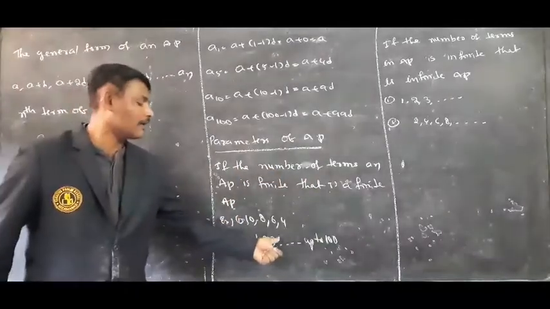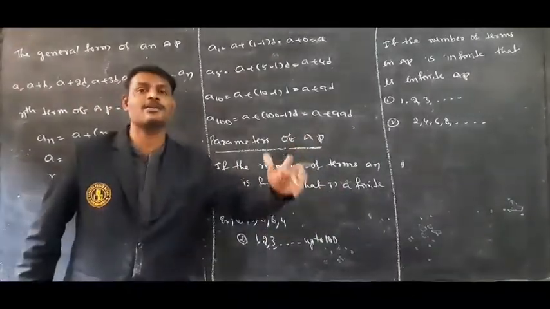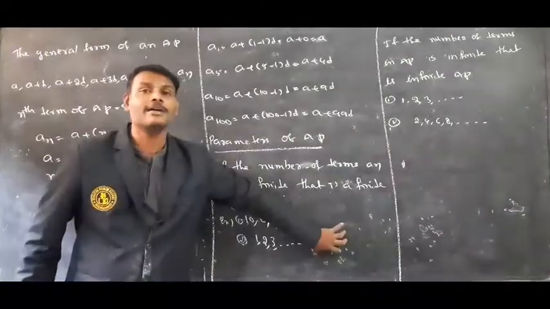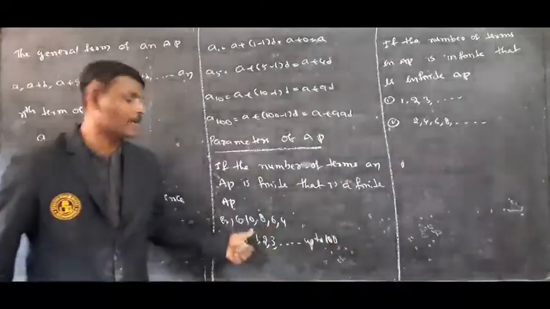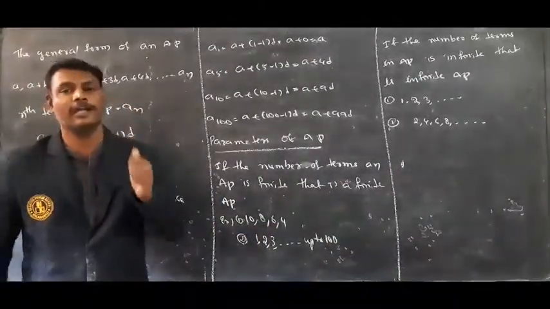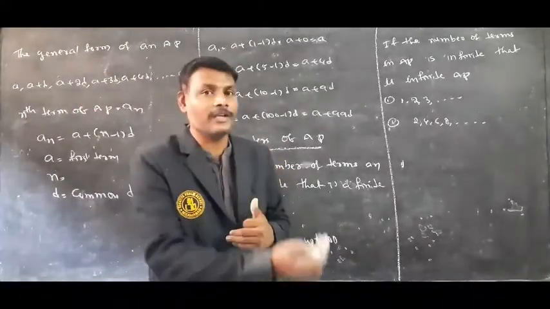1, 2, 3, up to 100 is also countable. Why? Because I know the last term. So these types of AP are called finite AP. Next, what about the infinite AP?